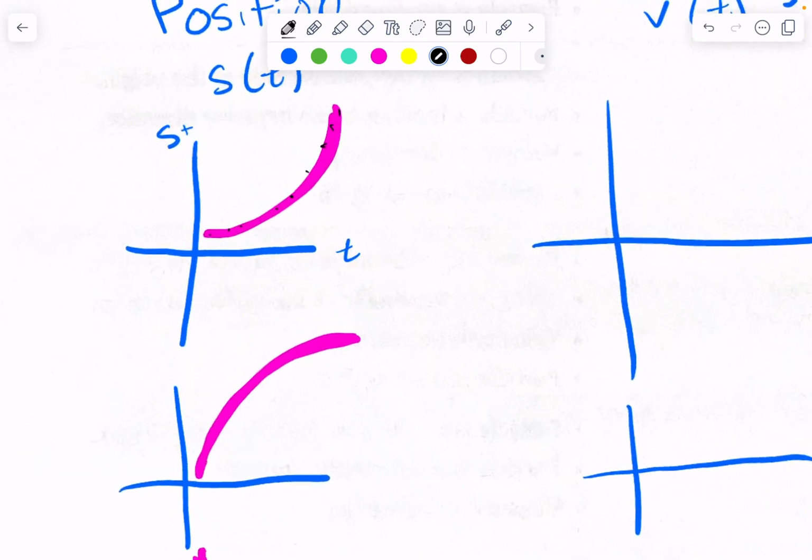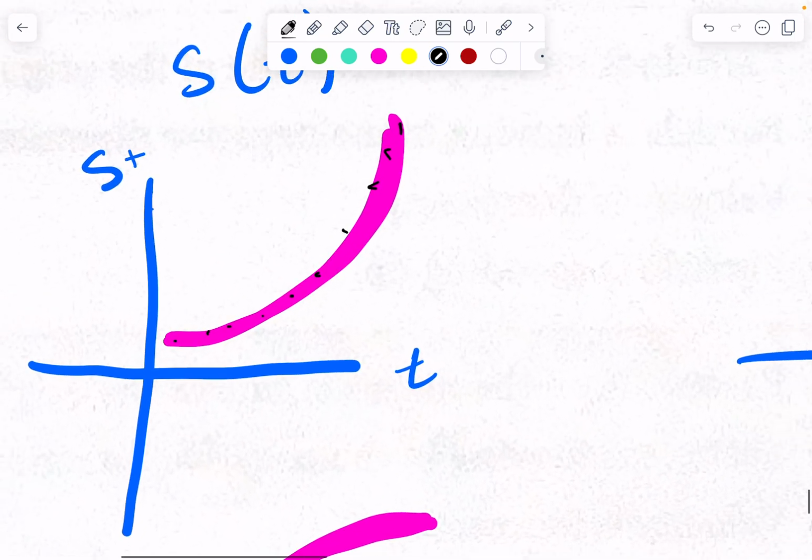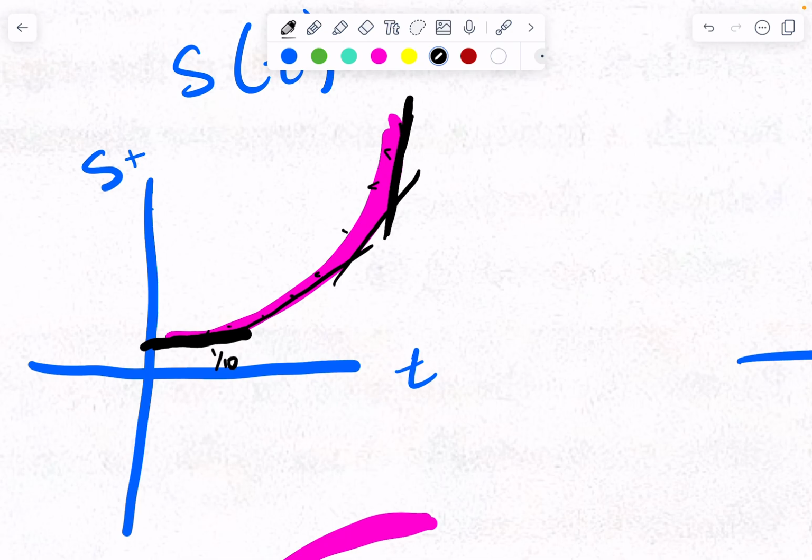Okay, so looking at this first graph, let's talk about this. If you were to draw tangent lines across this, what's happening is that the slopes of those tangent lines are becoming steeper and steeper. Maybe this slope down here was, I don't know, 1/10, versus this slope up here is going to be like 8/1. It's going up 8 and over 1. So it's getting steeper and steeper and steeper.